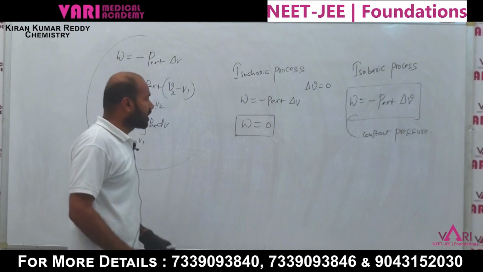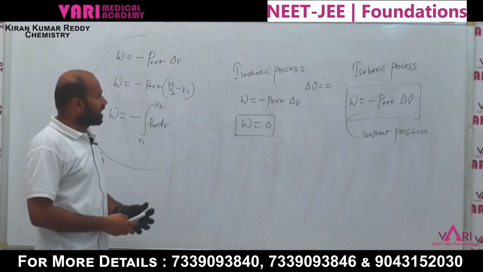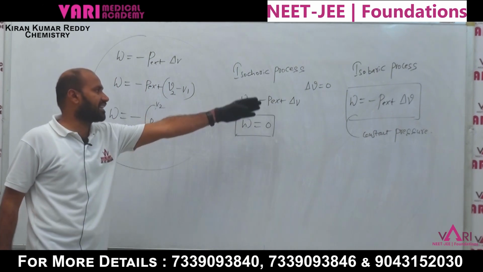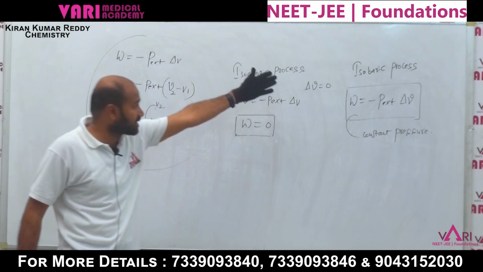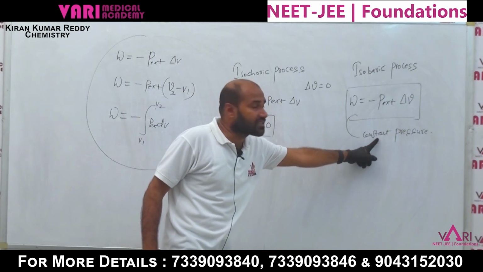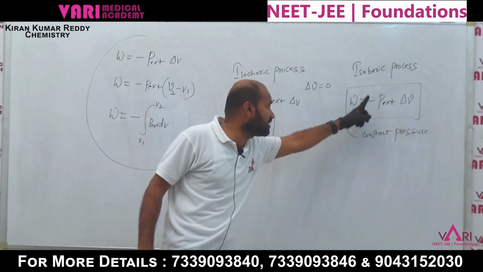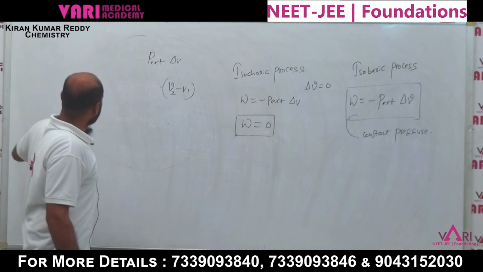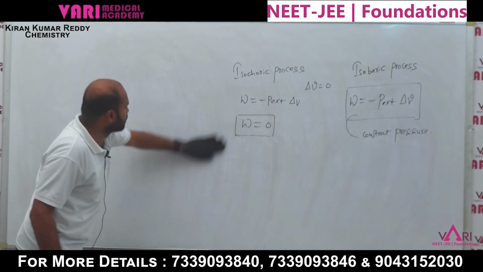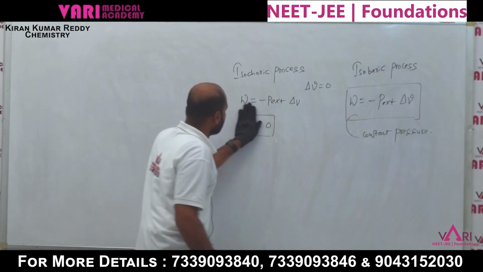And these two are important processes. Isochoric process: I am taking delta V is 0, so W is equal to 0. And isobaric process, constant pressure, what is the formula? W is equal to minus P external delta V. These formulas are used for numericals and are very important.